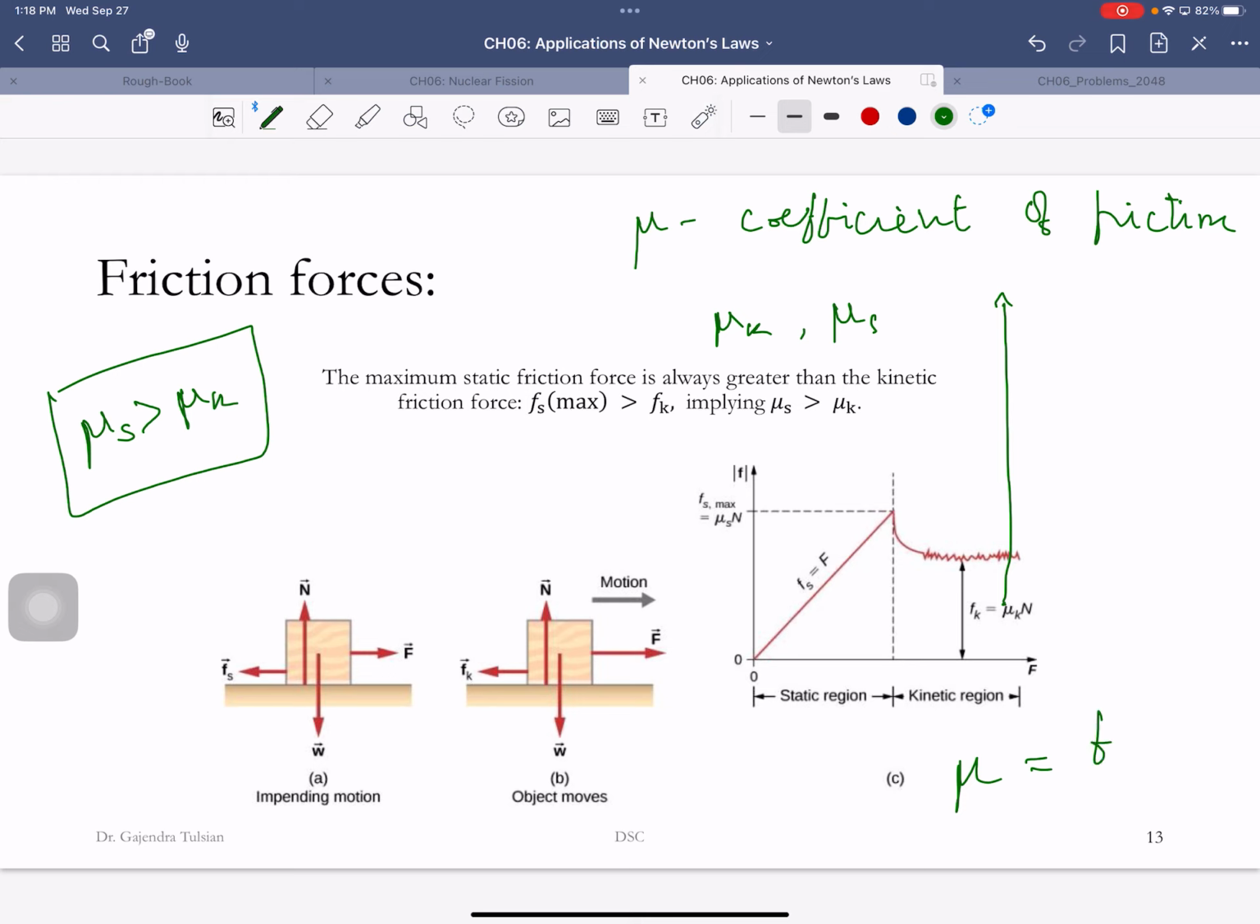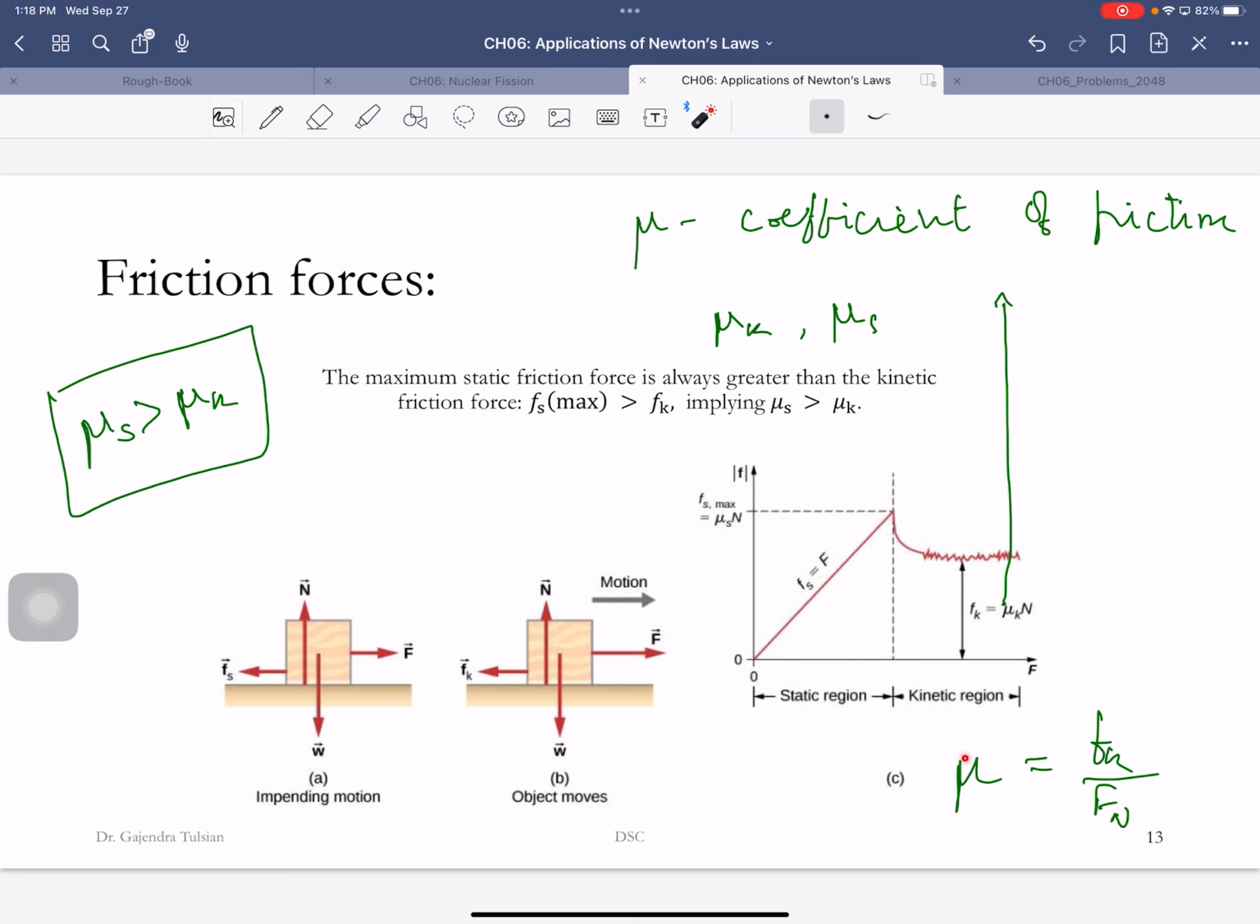Mu is friction force divided by the normal force. I'm writing N as Fn. This is a force that's measured in newtons. This is a force that's measured in newtons. And so newtons divided by newtons is dimensionless. This is a dimensionless quantity. It's just a number.